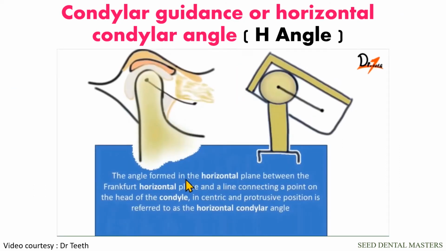It is the angle that is formed in the horizontal plane between the Frankfurt horizontal plane, this is the Frankfurt horizontal plane, and a line connecting a point on the head of the condyle. So this is the line that is connecting a point on the head of the condyle, and the angle that is being formed is basically your horizontal condylar angle. And this angle can be produced during the centric and protrusive position of the condyle.